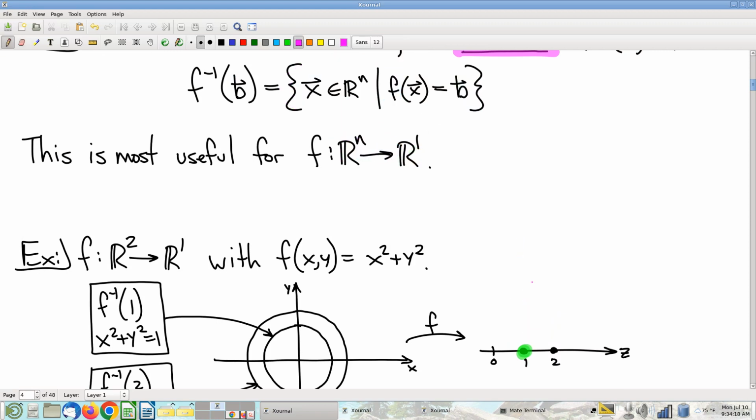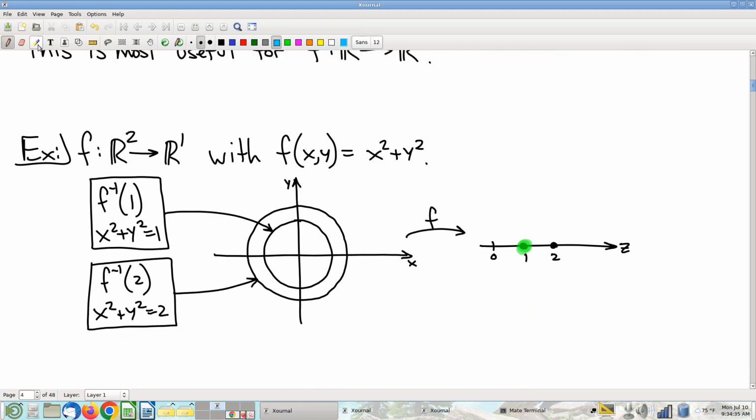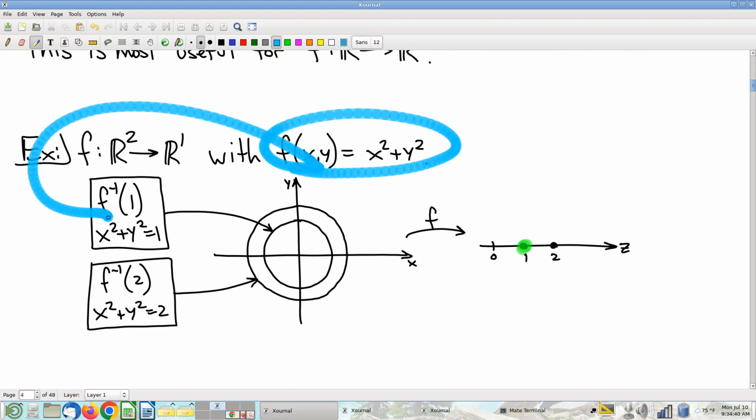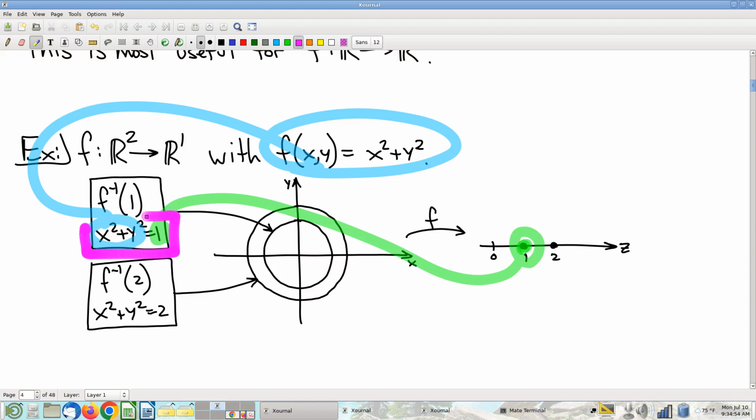For this value 1, I need to know what are the input values that make the value of the function equal to that output value 1. So I am very literally going to just take that value 1, I'm going to set the function equal to this value 1. Following the definition. Is everybody on board? Now notice when I do that, that gives me an equation.